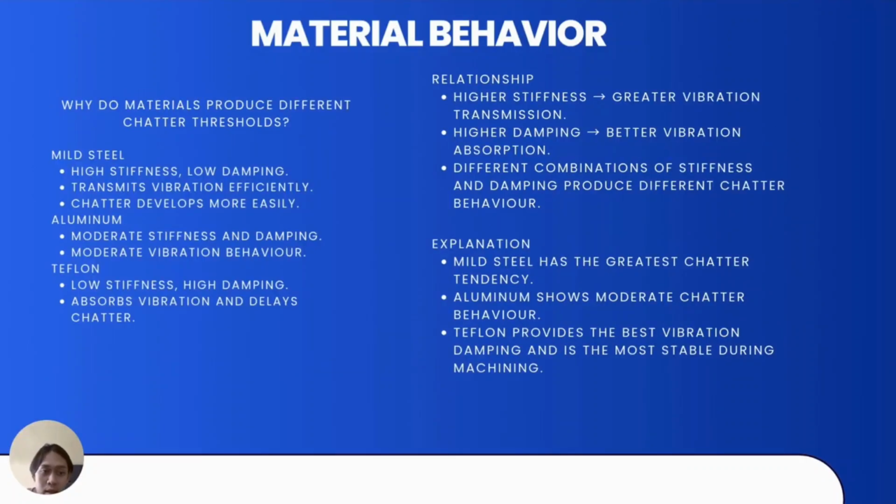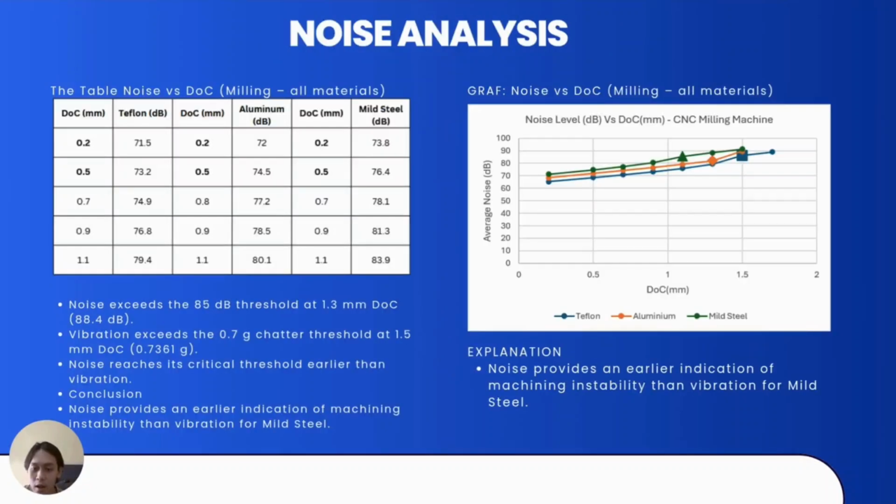And this is why different materials produce different chatter thresholds for mild steel, aluminum, and Teflon. This is the relationship, and this is the explanation.